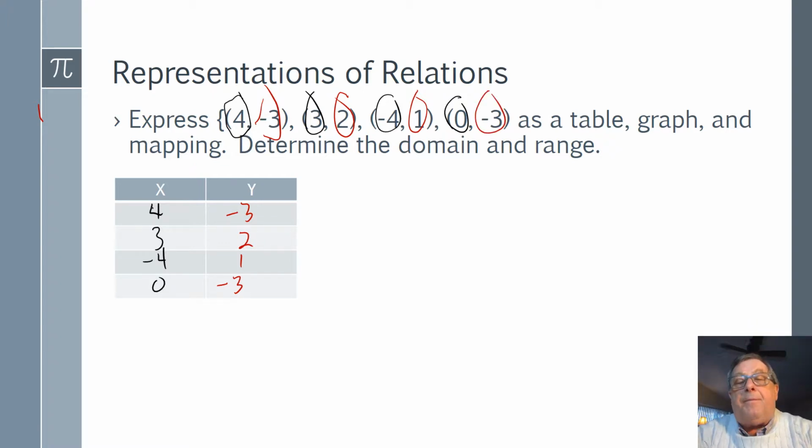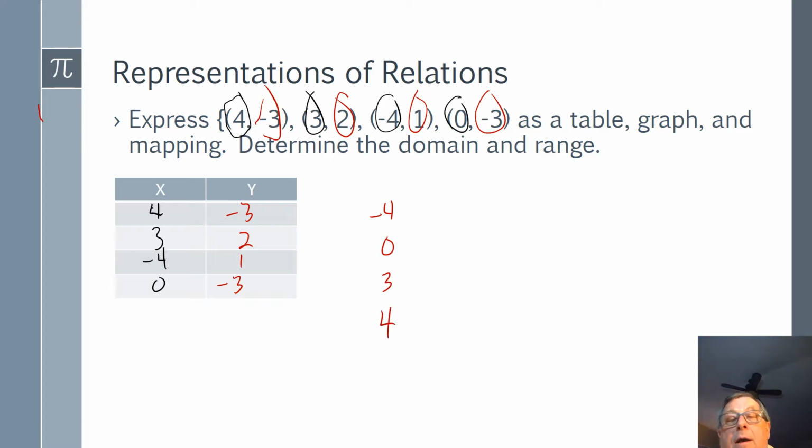Now let's do it as a mapping. We're going to be mapping the domain and the range. Now let's put these in order of lowest to highest in value. So I'm looking at these x values. We've got negative 4, and then 0, and then 3, and then 4. And let's put a box around this. We'll call this the domain.